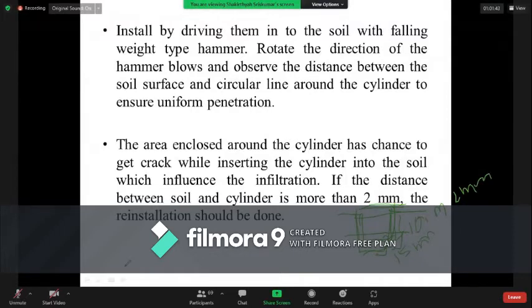So once you are using these hammers for installation, you have to blow the cylinder. So at that time, the edges may crack. So you need to consider these things. You have to avoid those types of cracks. Why? If it's cracked, what will happen? Once you fill with water, the water will leak through those cracks. So it will affect your reading. So you have to consider these things.